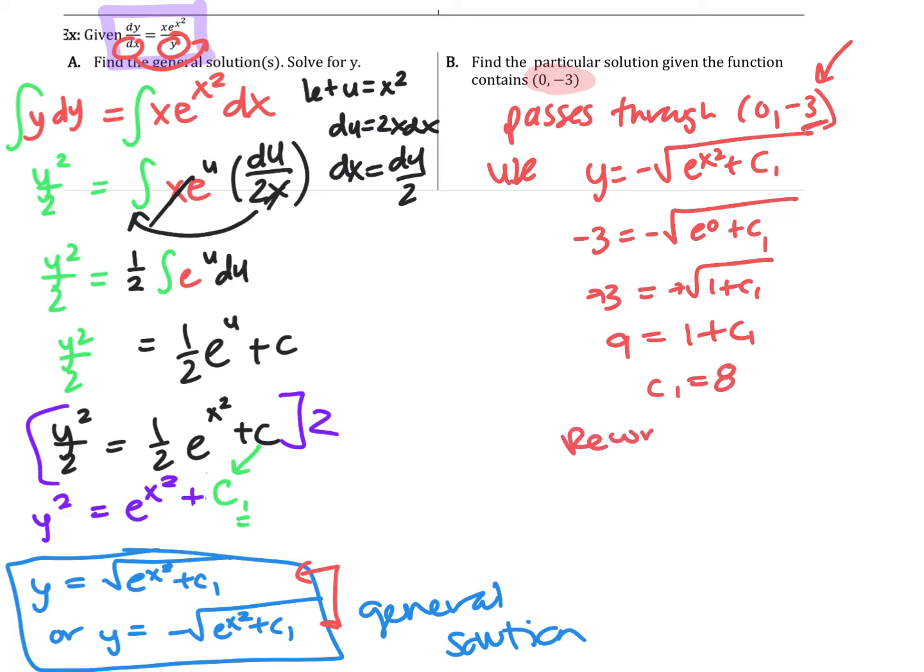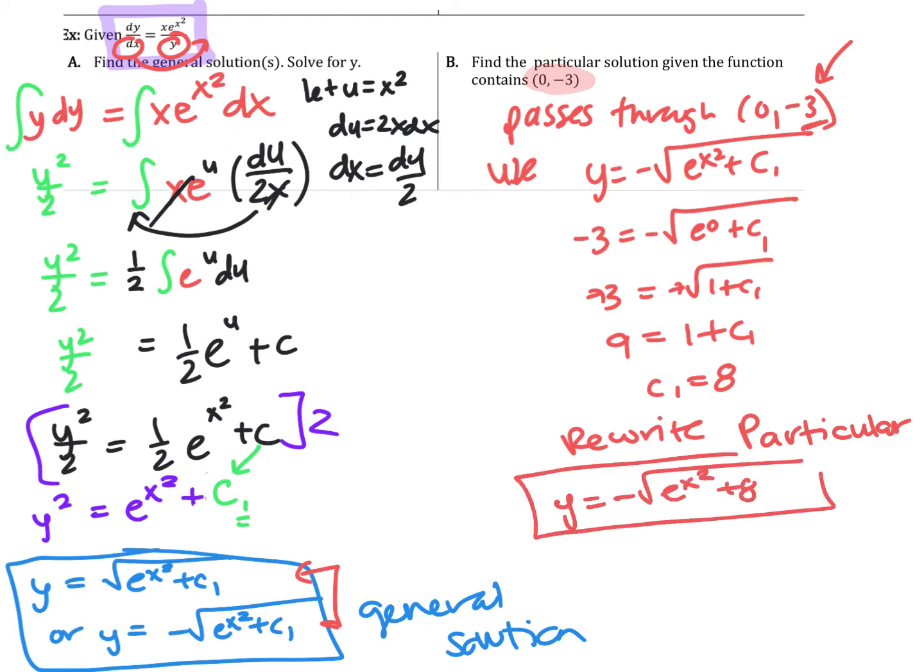And then I'm going to rewrite it to get my particular solution. I'm going to rewrite the equation that I found in part A, except I'm going to plug in 8 for c1. So y equals negative the square root of e to the x squared plus 8. So this particular solution is the solution to this differential equation that passes through the point 0, negative 3.